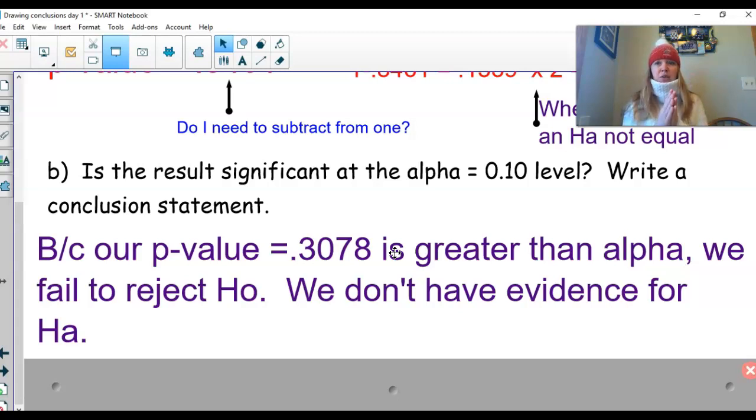Okay, guys, again, just a quick summary. You find your p-value, you compare it to alpha. If it's less than alpha, we reject the null hypothesis. We have evidence for the alternative. If the p-value is greater than alpha, we fail to reject the null hypothesis and have no evidence for HA.